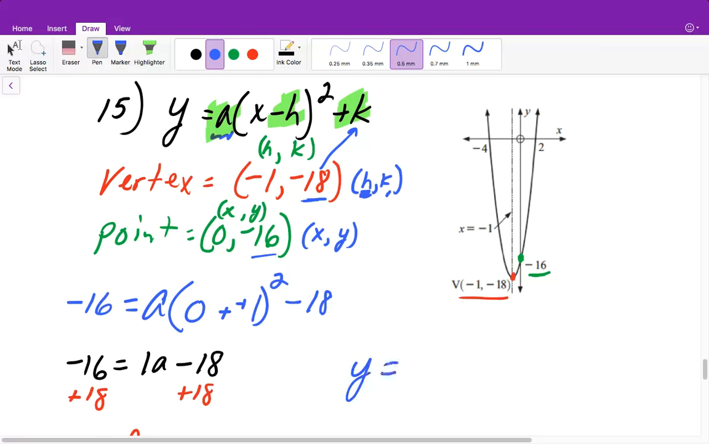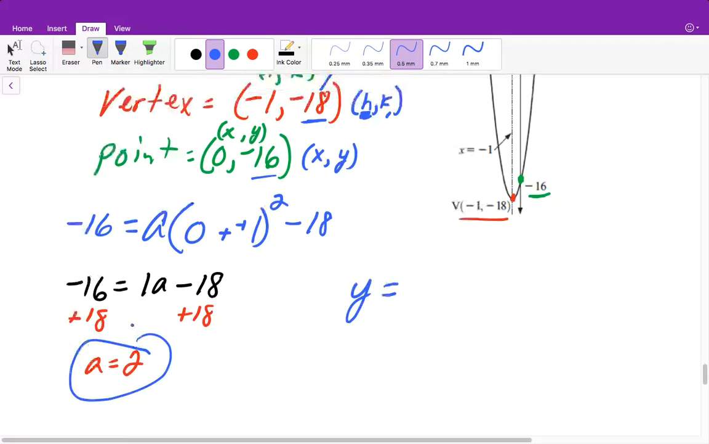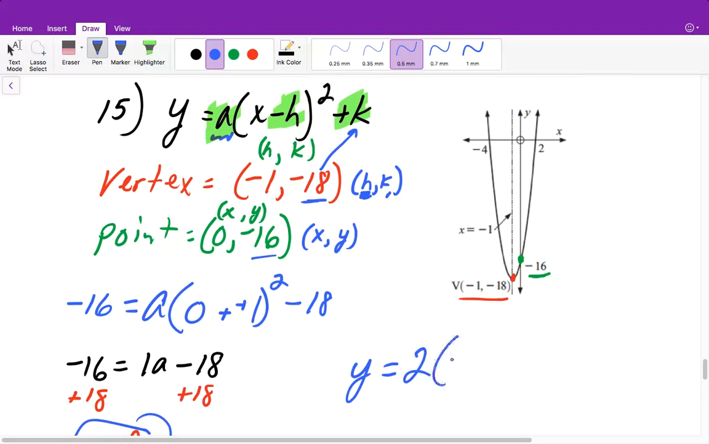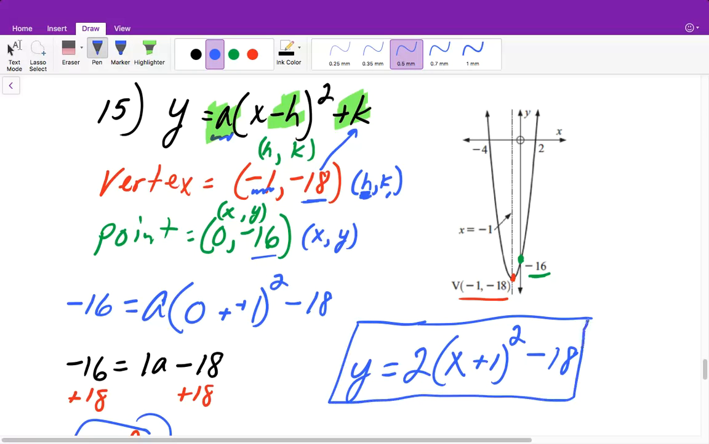So our y is equal to, we just solved that our a is 2. So y is equal to 2 times x minus h, which we know is -1, so plus 1, squared, minus our k, which is -18, or plus 18. So that will be our final answer for this question here.